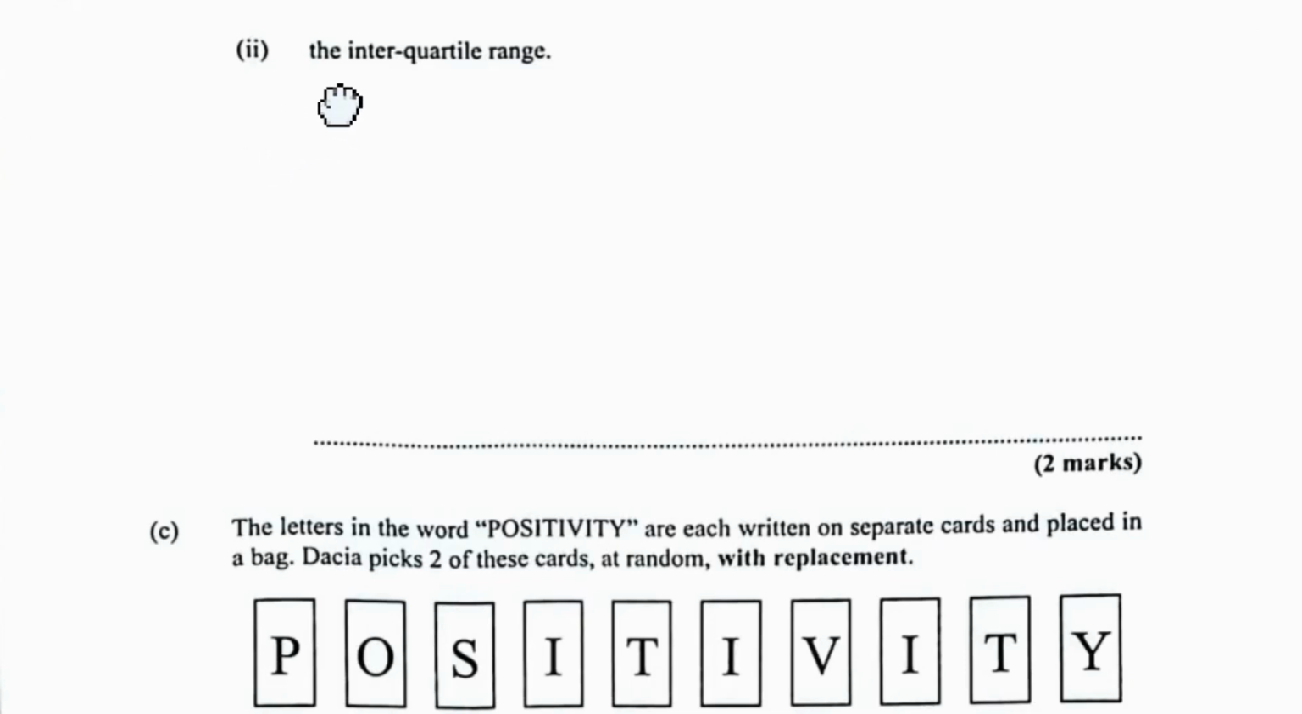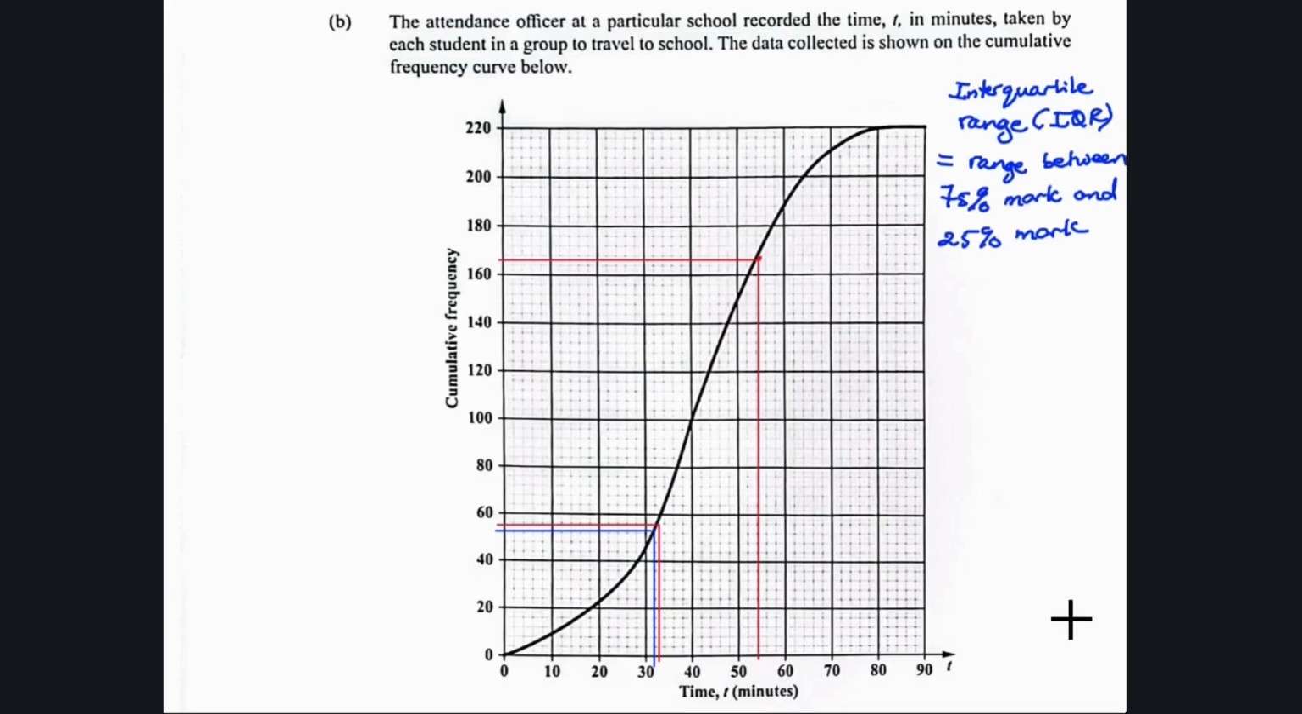The next part of this question is asking us for the interquartile range. So I'm going to go to the next page so we can answer this question where we're closer to the curve. I went ahead and defined the interquartile range on the top right here. That is the range between the 75% mark and the 25% mark. Or another way to look at it is just the 3/4 mark and the 1/4 mark. And what do I mean by that?